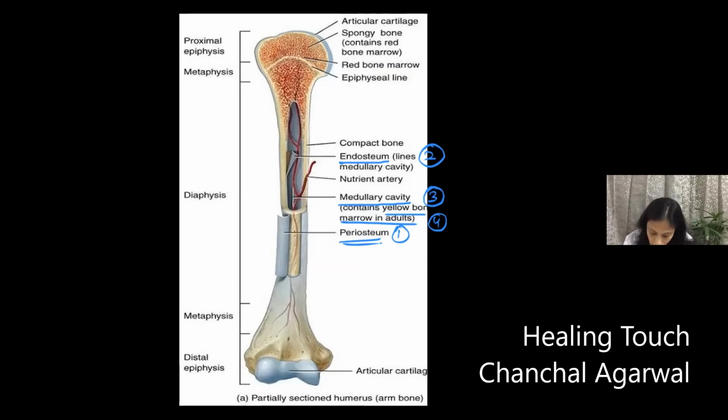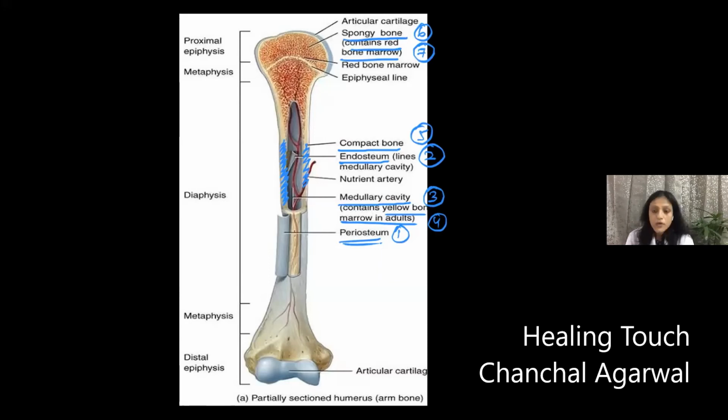And outside this yellow bone marrow, you can see the hard part. This hard part is actually the compact bone. The covering is compact bone. And at the ends, you can see the spongy part. So bone has two parts: one is the spongy part and one is the hard part. This hard part has the red bone marrow. Okay, this is what you need to know.